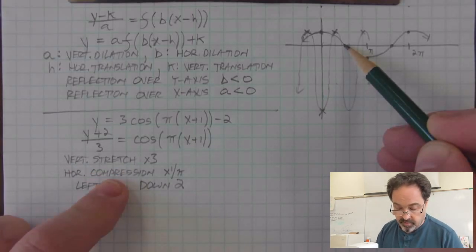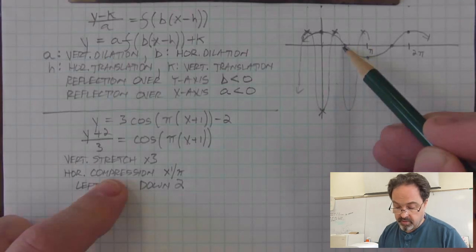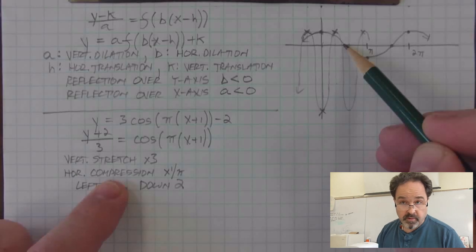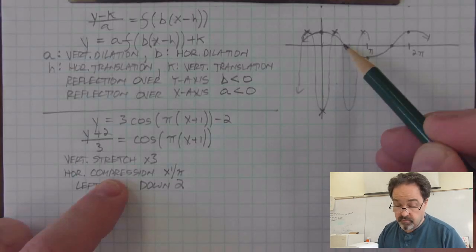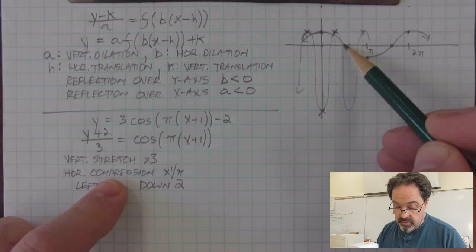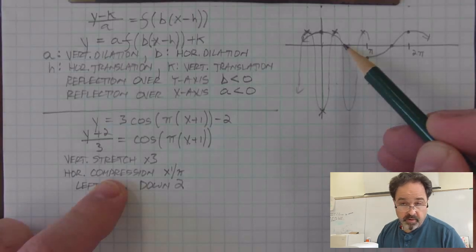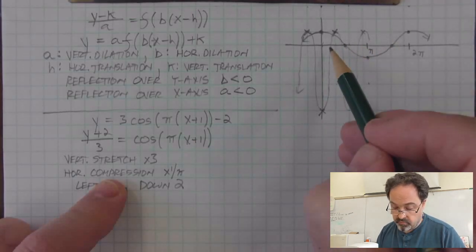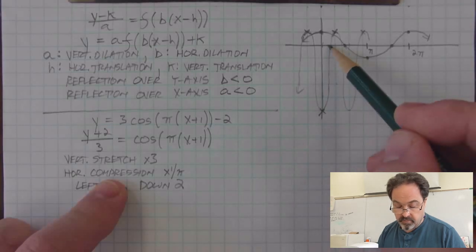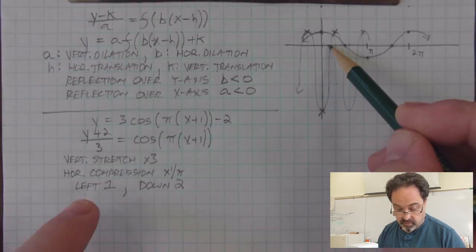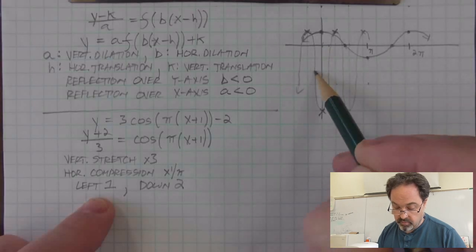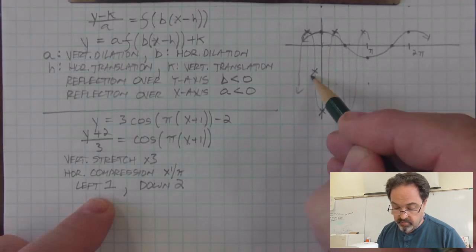Horizontal compression factor pi, I'm going to multiply this horizontal distance by 1 over pi. This horizontal distance is pi over 2. Pi over 2 times 1 over pi, the pi's will cancel out, leaving 1 over 2. So this point moves to have a horizontal distance of 1/2, approximately there. Now it's left 1 and down 2. Left 1 and down 2 is right where I predicted it to be.